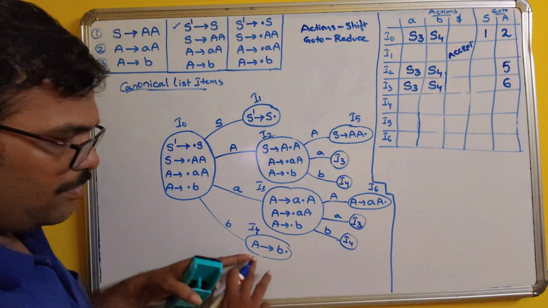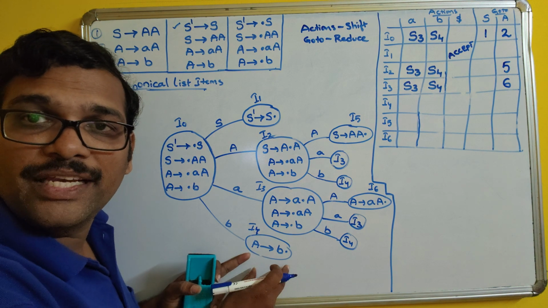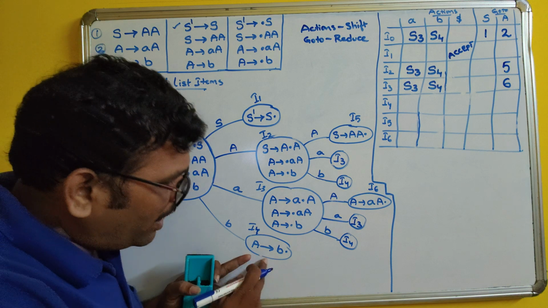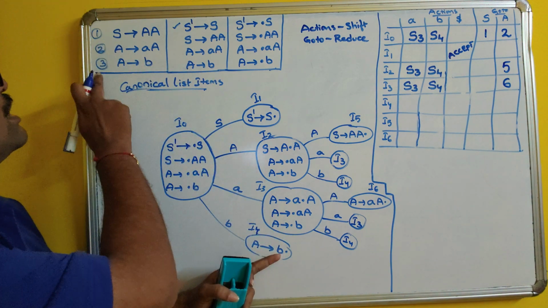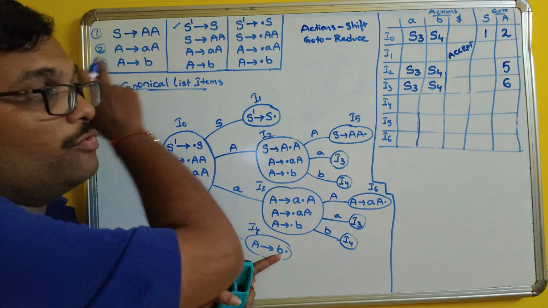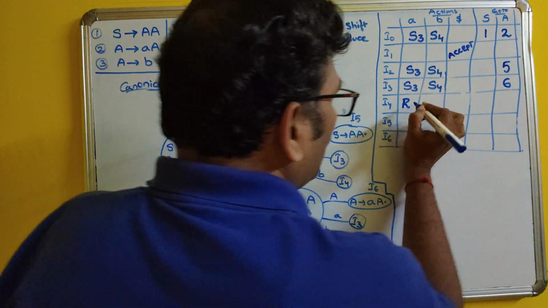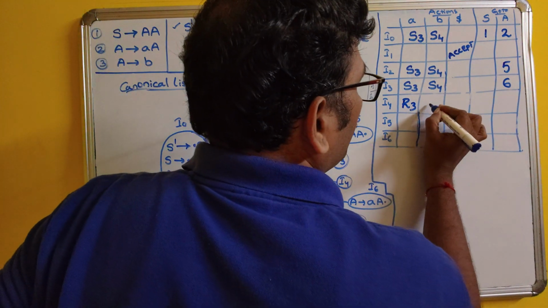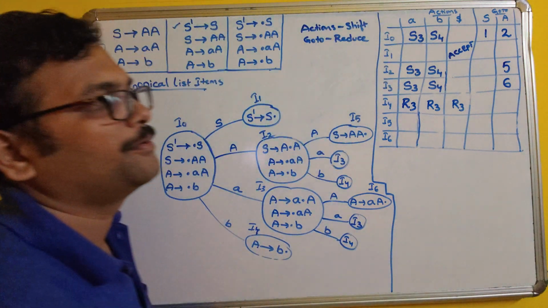Now coming to I4. I4 is the last, so the production ends here. Is this just a start symbol? No. So what is the production number here? B dot, so that is the third production. So go with the reduce for I4. It will be R3, reduce by the third production.